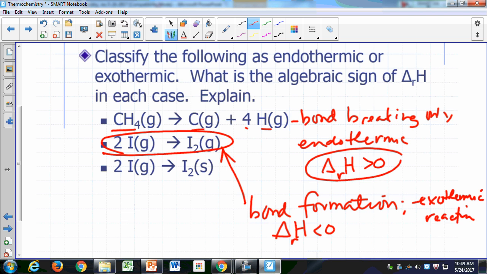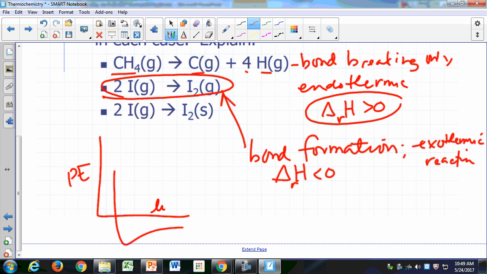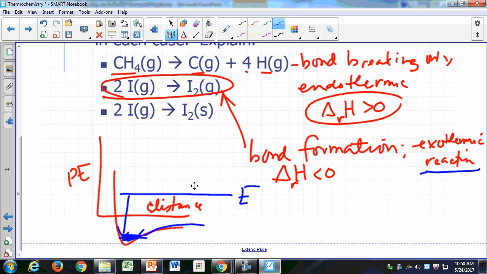If you recall, the potential energy function for two atoms approaching each other looks like this. This is potential energy versus distance. The only thing happening is bond formation. For them to get stuck at this distance right here, if they were separated to begin with, so if they have this much energy to begin with, for them to get stuck down here in what we call the potential well, they have to lose that energy. And so that energy has to go somewhere else. Eventually it goes to the surroundings. You have an exothermic reaction.